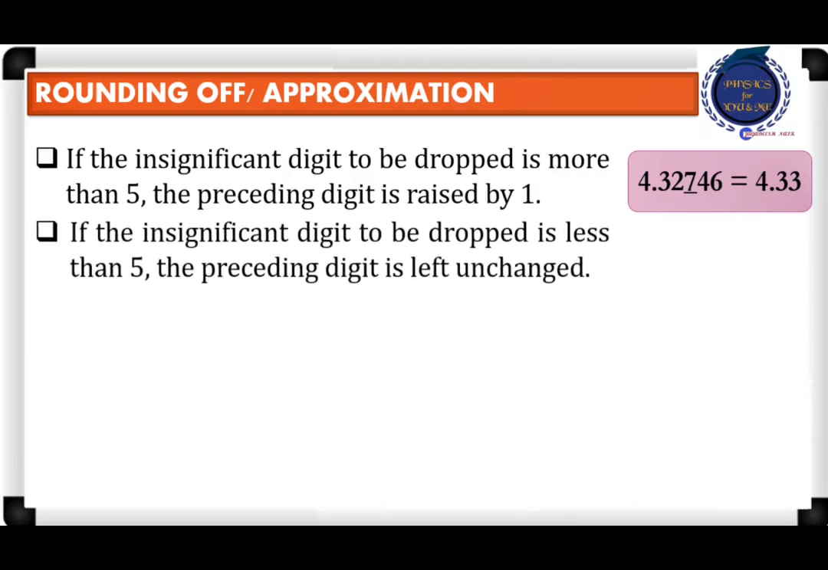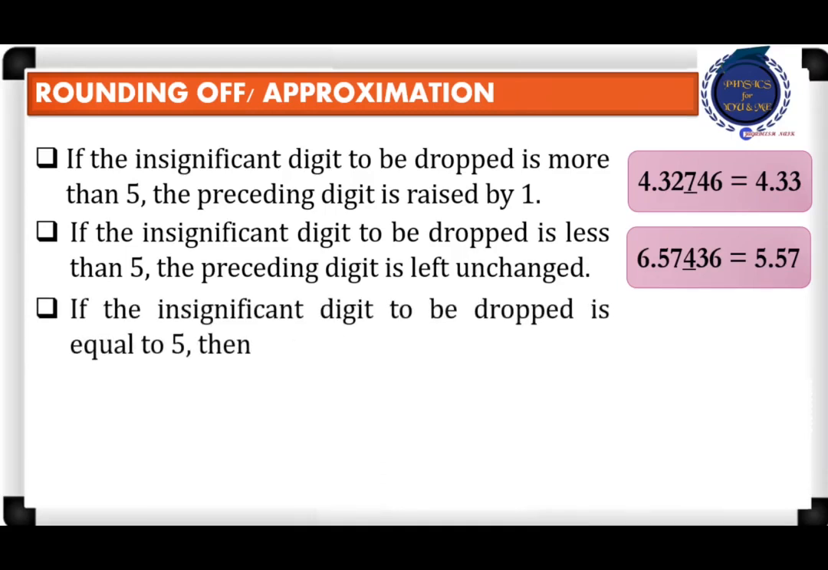If the insignificant digit to be dropped is less than 5, the preceding digit is left unchanged. Again, consider the example. Here, the last 3 digits should be dropped. So the first digit to be dropped, which is underlined, is less than 5. Therefore, its preceding number 7 is retained as it is. Answer is 5.57.